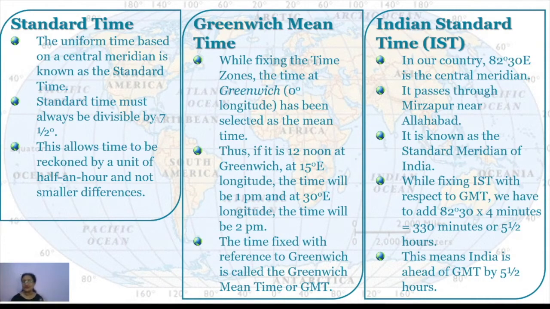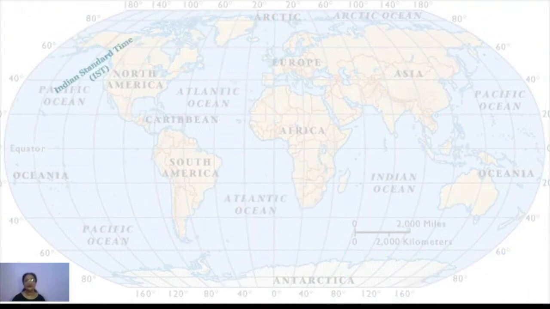Okay, so if you have been given the time at Greenwich, suppose at present at Greenwich the time is 2 p.m., and you have been asked what will be the time in India. So simply what you have to do is add 5.5 hours to the Greenwich time. That is 2 p.m. plus 5.5 hours, that will give you 7:30. That means 7:30 p.m. is the time at the Indian Standard Meridian. So this is how we have to find all these.